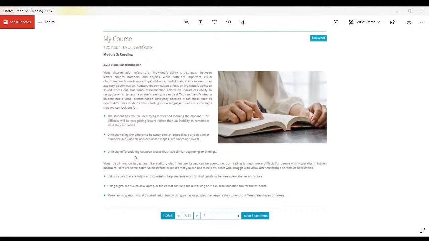Next, difficulty differentiating between words that have similar beginnings or endings. Visual discrimination issues, just like auditory discrimination issues, can be overcome, but reading is much more difficult for people with visual discrimination disorders.